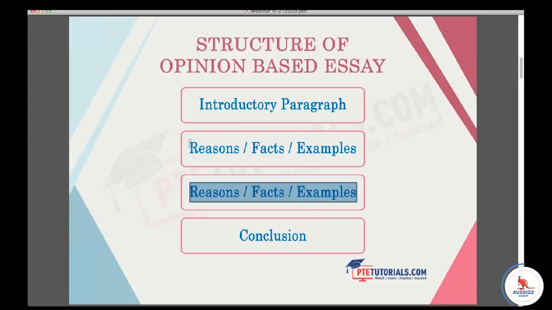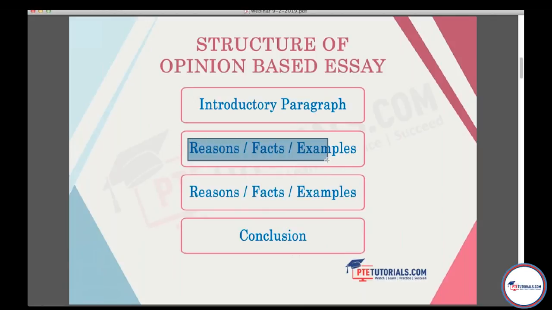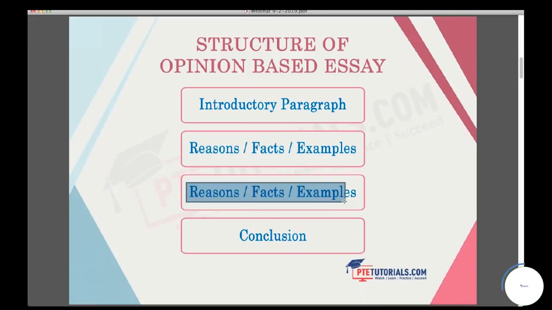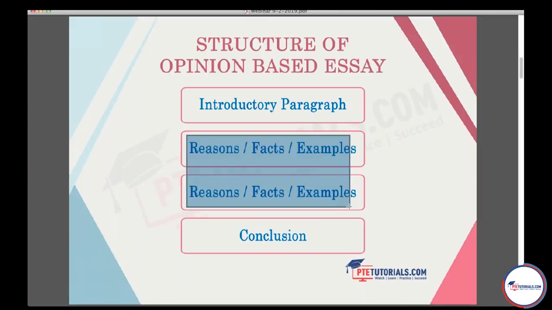Here's what happens: some people write support points first, and when they come here, on the other hand, they write contradictory points. What happens? You have promised the computer that you will support a particular general statement. When you stick to supporting, you have to support, and when you stick to contradiction, you have to talk about the negative points of that particular essay.